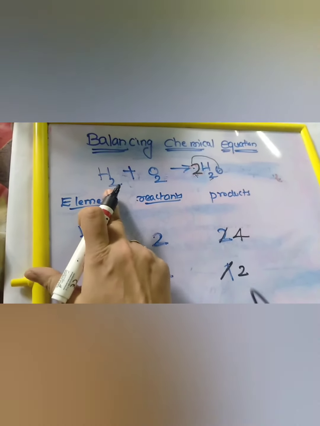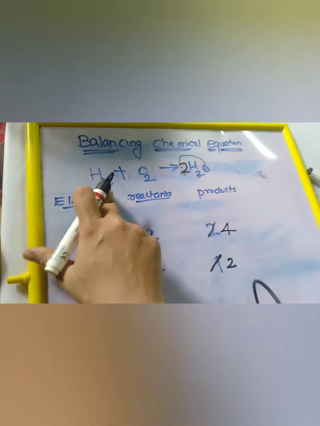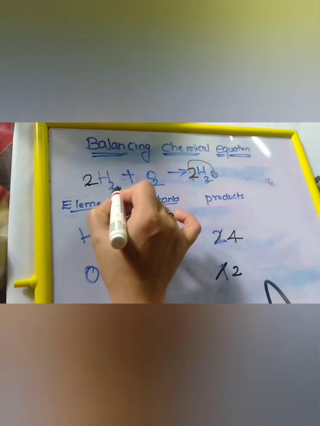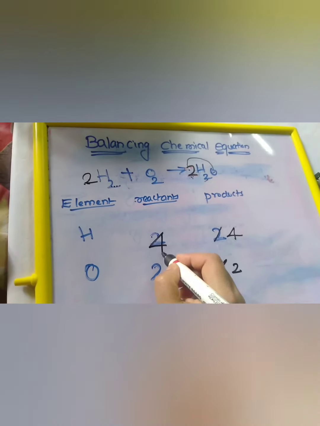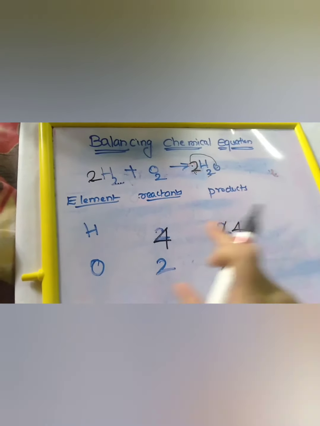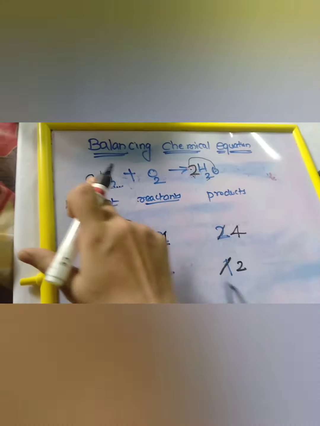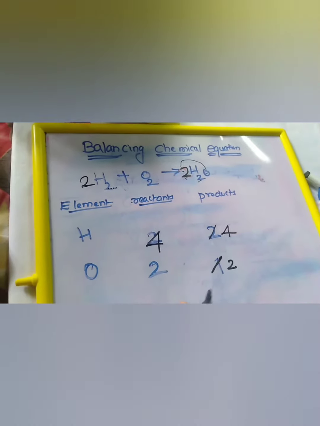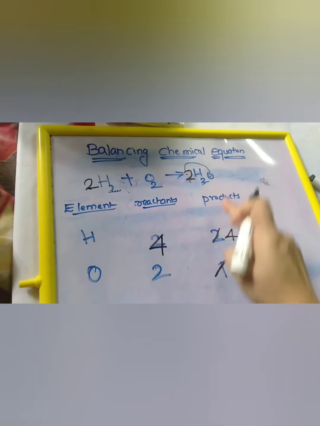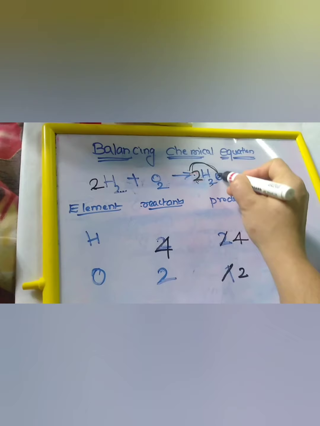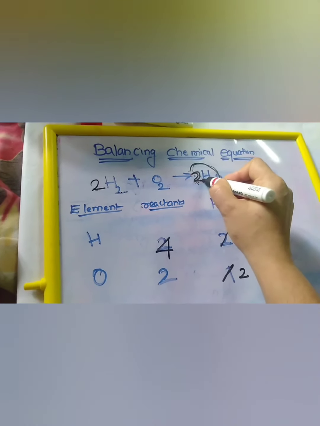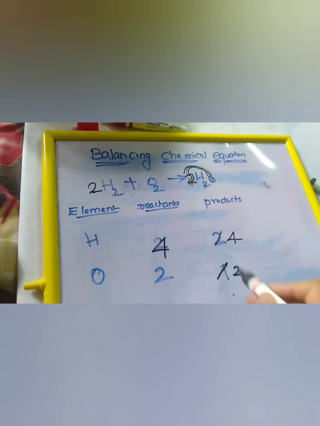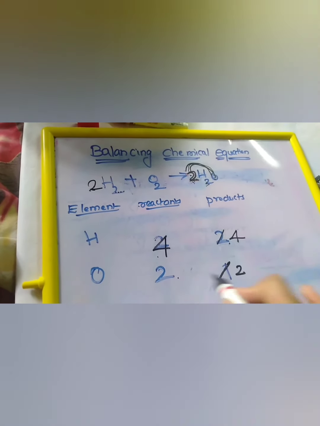But in the reactant side, we have only H2. So how to make this 4? We can add 2 here. This becomes 2 into 2, 4. So the H has become 4 now. Here 2 into 2, 4, and the product side also 2 into 2, 4. And O is already 2 in the reactant side, and in the product side O is 2 here, 2O. This 2 is indicated for both this and this. So now it is balanced: 4, 4 and 2, 2.